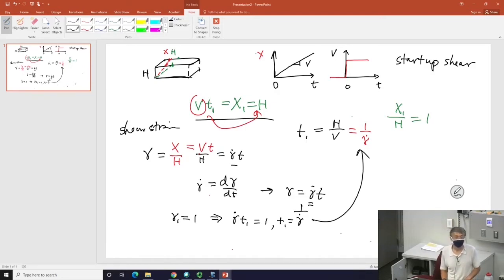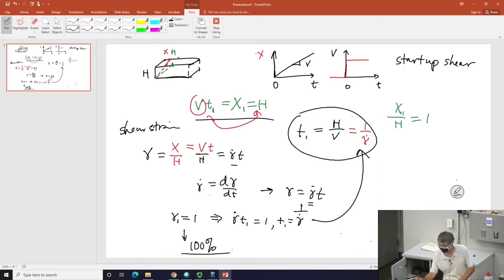The time it takes to make 100% deformation, we call this 100% deformation. I use this word a million times in the future. 100% deformation. The time it takes is the reciprocal of the shear rate, or more precisely, is H over V. Completely straightforward. It's embarrassingly simple.